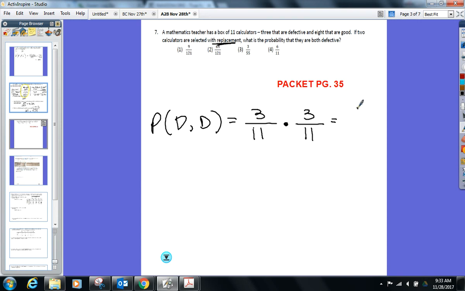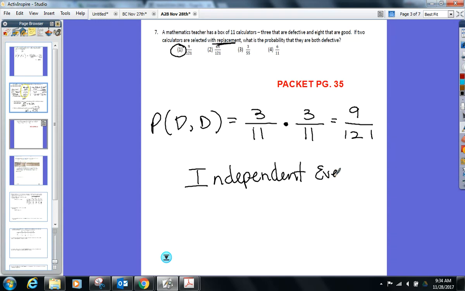So this ends up being 9 out of 11 times 11, 121. All right, no big deal. Nice little review problem. Do you remember what I call those 2 events? I call them independent events. Did the second probability rely on the first one? No. So these 2 events are called independent events. That's what we're going to look more at today.